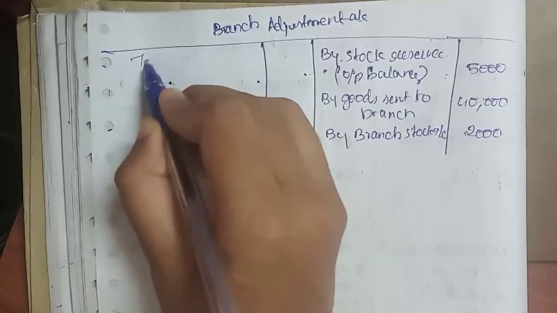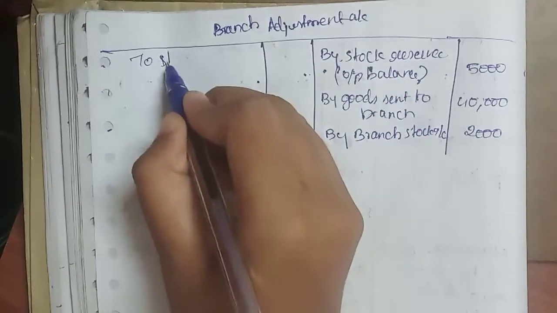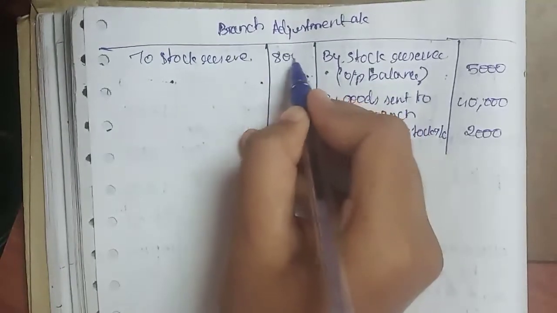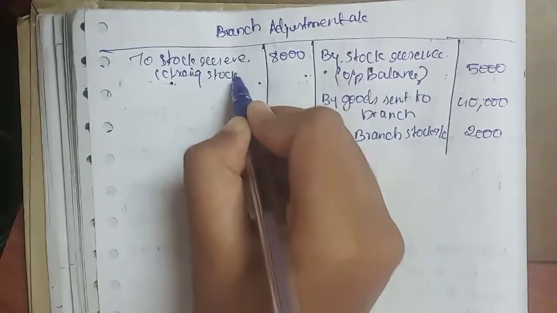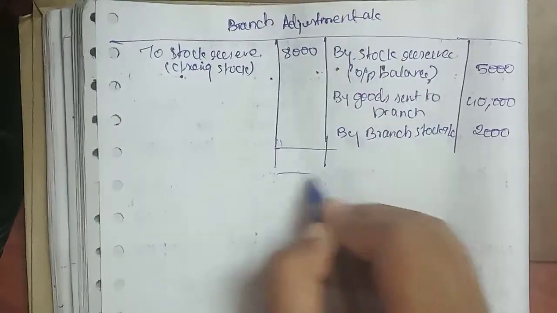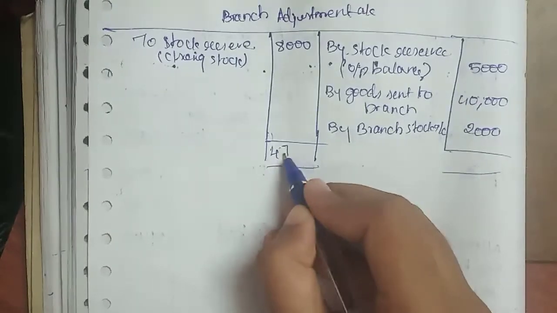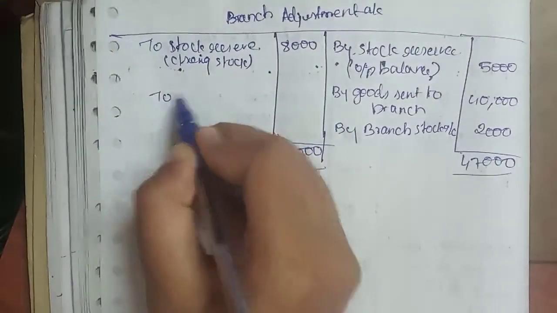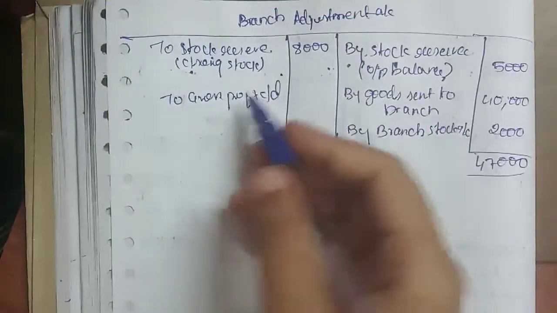Right here, that was of the closing stock, so you're writing it as stock reserve. Stock reserve 8,000. This is closing stock. Now this account is okay. So take the total: how much do we get? 47,000, and you get the gross profit carried down. So here you will get the gross profit.